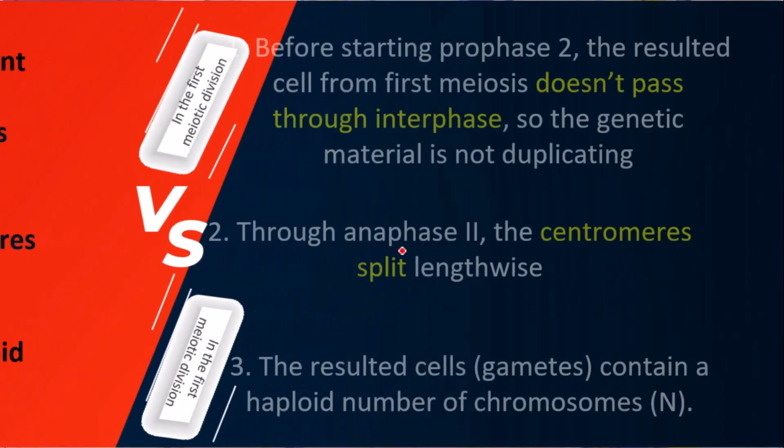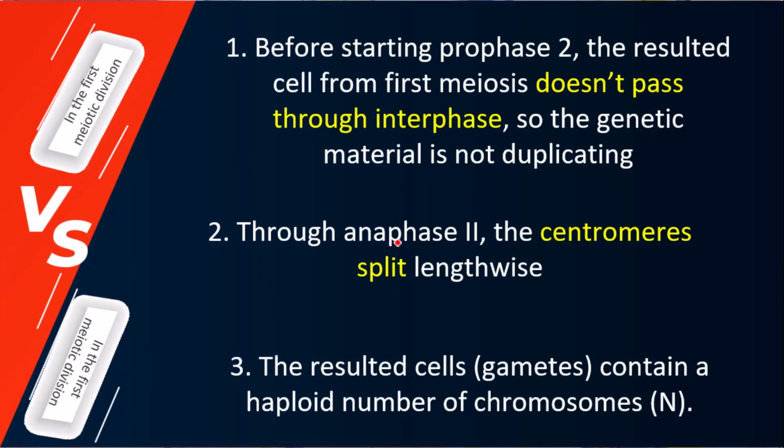But in the second meiotic division, before the cell starts prophase 2, the cell doesn't pass through an interphase. So there is no interphase in meiotic division 2. And through anaphase 2, the centromere splits.